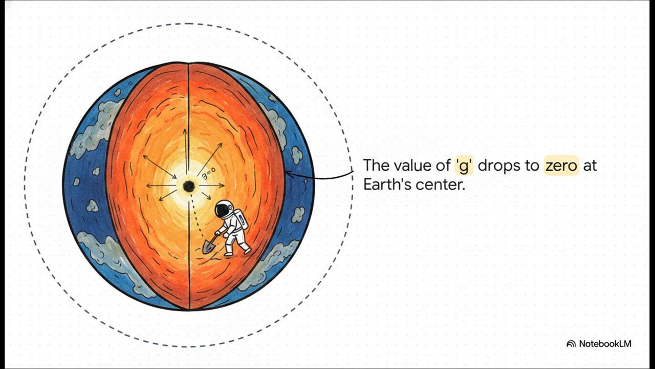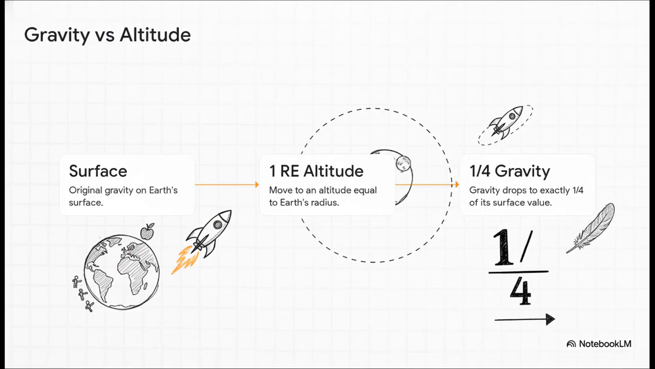By the time you reach the exact center of the Earth, all of the mass around you is perfectly uniform. The attractive forces pull you equally from every single direction, completely balancing each other out. This means at the very center of the Earth, the net value of g drops to exactly 0. You'd be weightless.